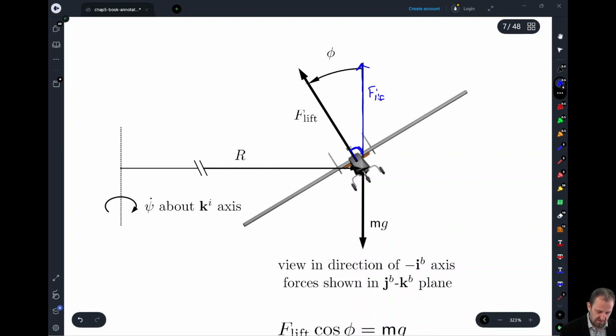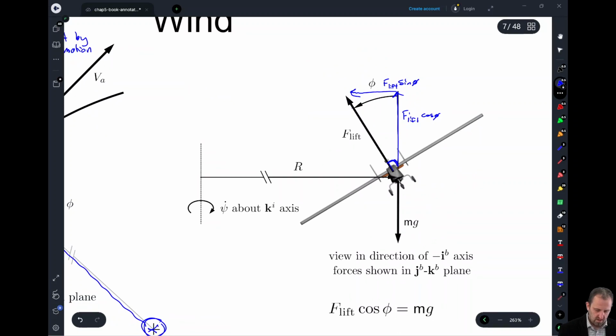So it's going to be F lift, and we have the angle between it, so the closer one is going to be our cosine of phi. And the component going in the horizontal direction is going to be F lift sine of phi. Okay, so looking at that, we have our lift, and we've just decomposed it in terms of the roll of our aircraft.